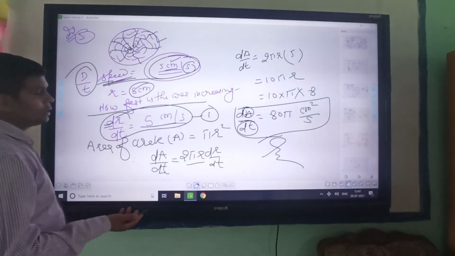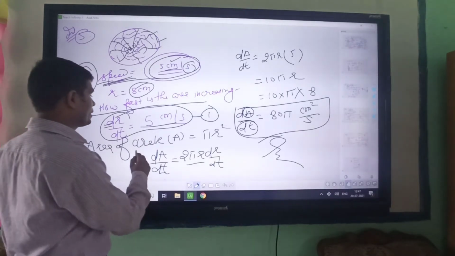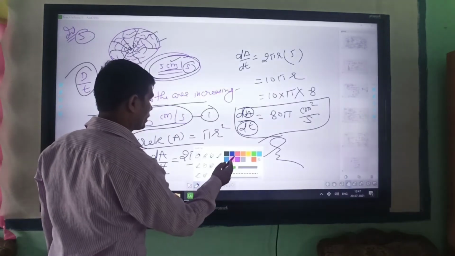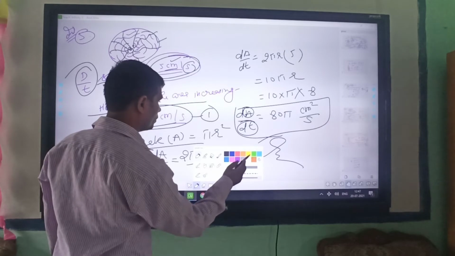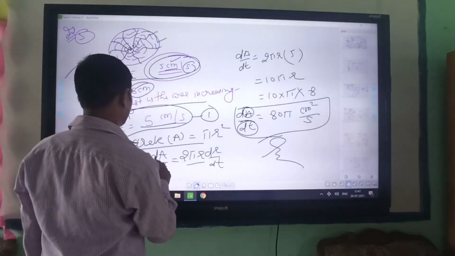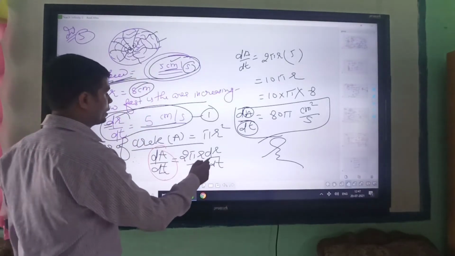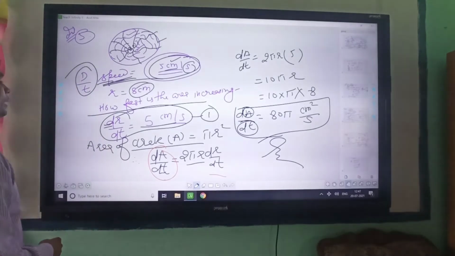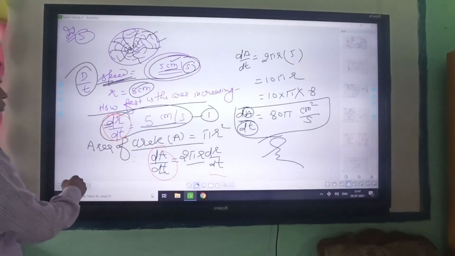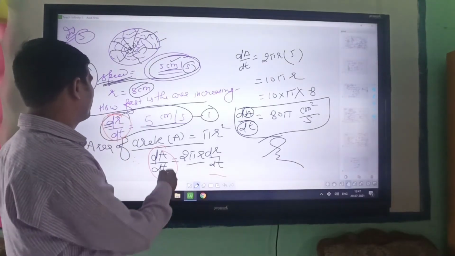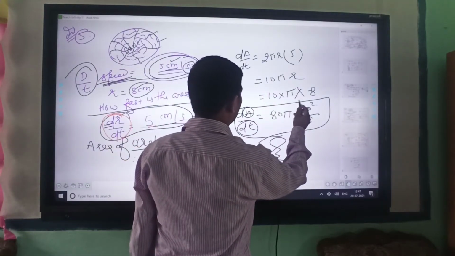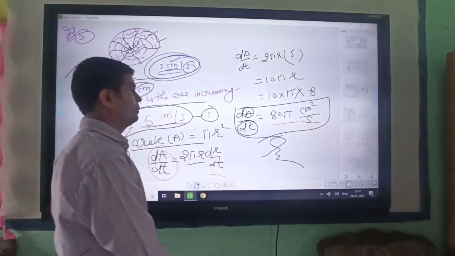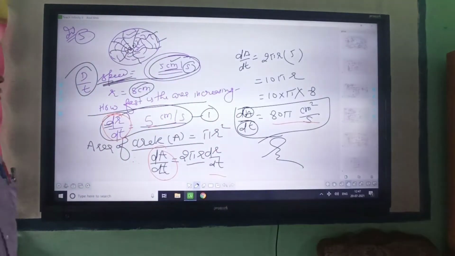Now, how fast is the area increasing? You know the area of the circle equals pi r square. So dA by dt equals 2 pi r dr by dt, and dr by dt is given to us, so substitute the value of dr by dt, which equals 5. So 10 pi into 8, that is 80 pi centimeter square per second. So this one is again a question.